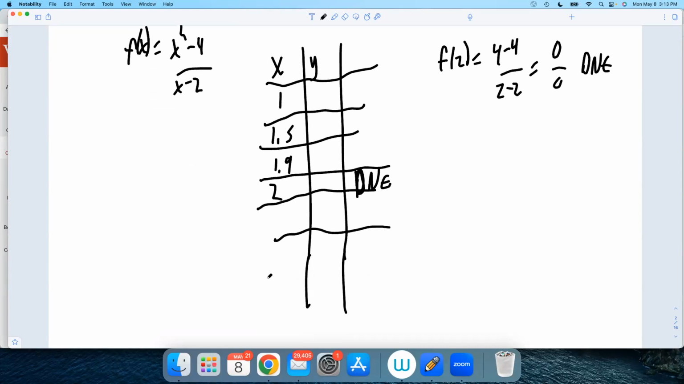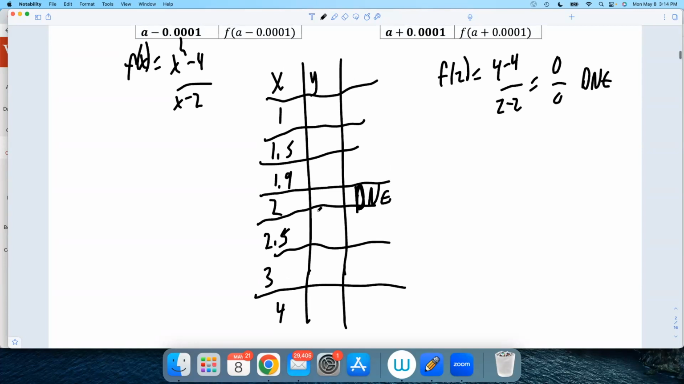So now I'm going to come in from the other side, maybe 4, 3, 2.5. I could go by smaller chunks. I'm not even being consistent with my change in x here, but that doesn't matter. I could go by smaller and smaller numbers if I wanted to, and I'll show you how to do that on the calculator. Let's see if these y values appear like they're approaching something.